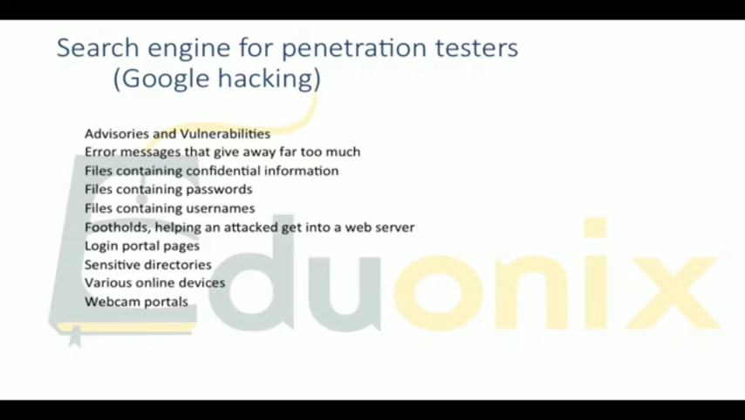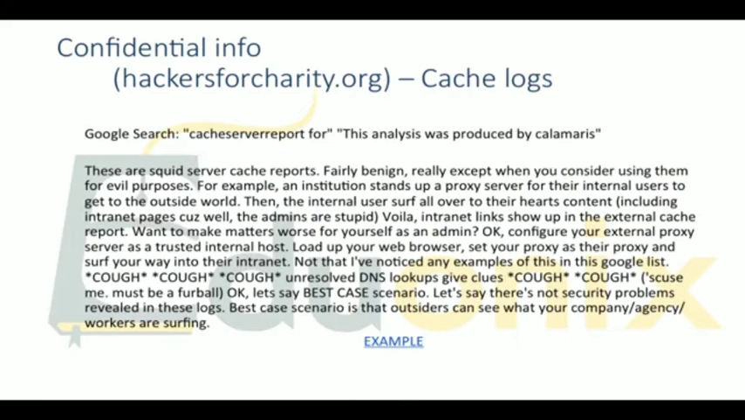So search engines for penetration testers is known as Google hacking. Google has a number of advanced search operators you can use to search the web for people, files, vulnerabilities, and pretty much anything else you can think of. You can look for advisories and vulnerabilities, error messages that give away far too much information, files containing confidential information, files containing passwords, usernames, footholds, helping an attacker get into an actual web server. Hidden login portals, sensitive directories, various online devices, and webcam portals as well. So this information is from hackersforcharity.org.